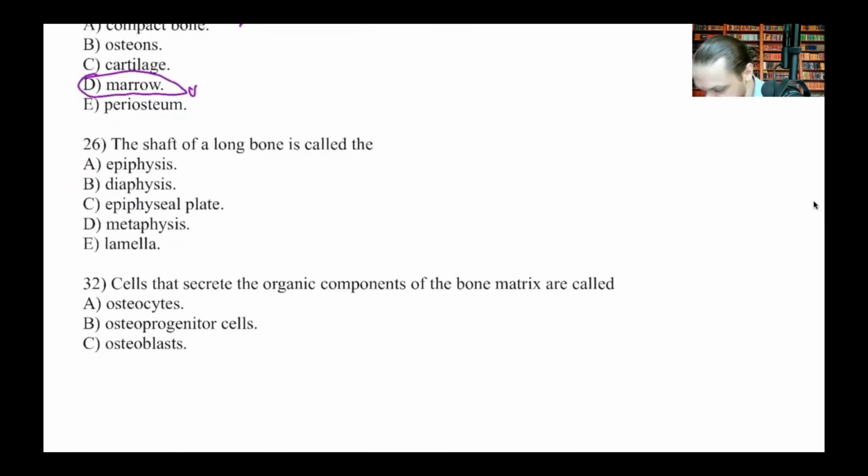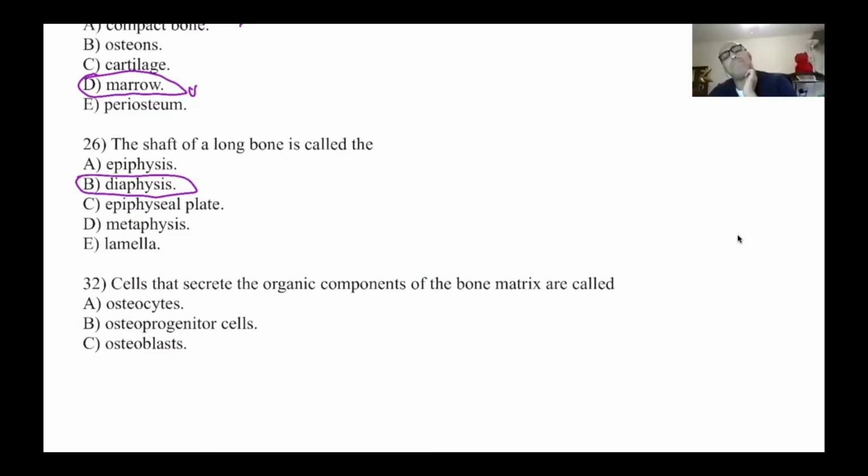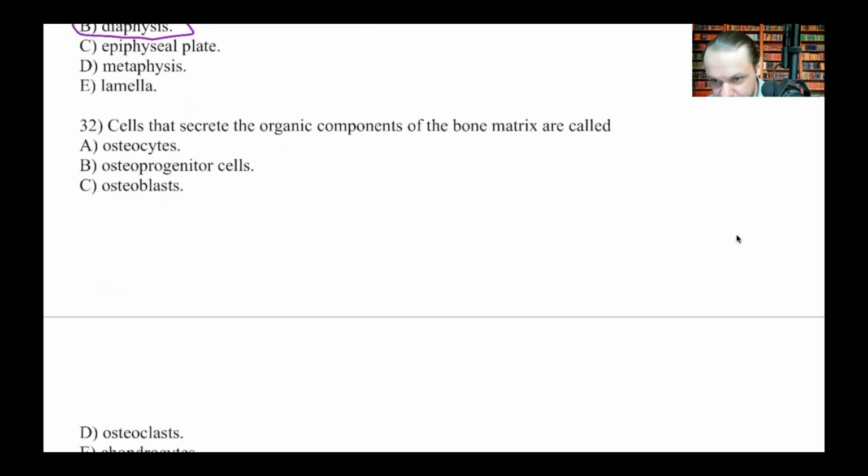All right, 26. Let's see. Helmi, would you like to go? The shaft of the long bone is called diaphysis. Very good. So the diaphysis is the shaft. The epiphysis would be at the distal end, in the growing part of the bone. Excellent. Right.